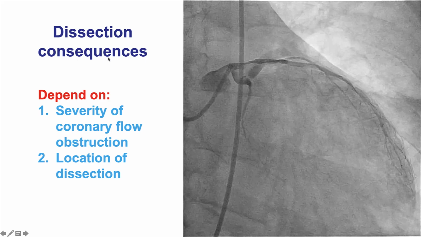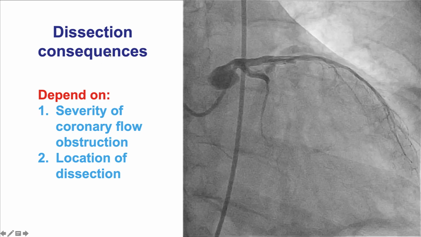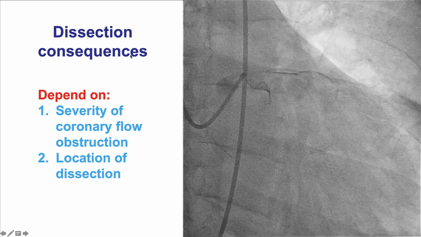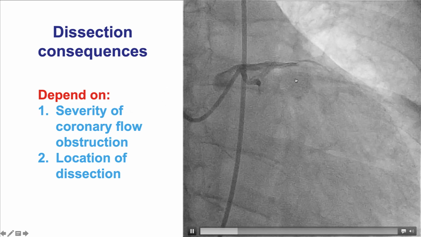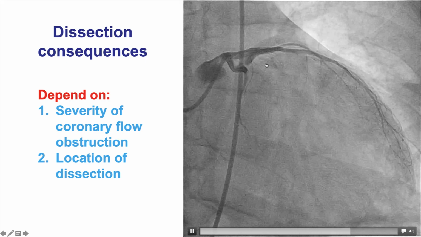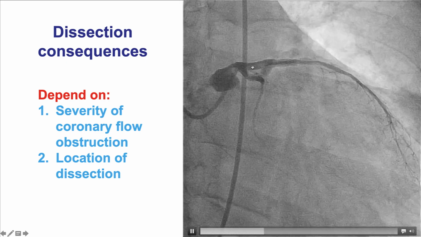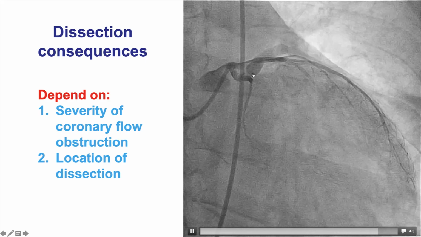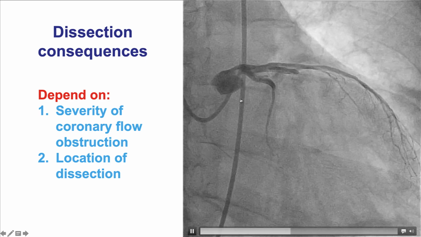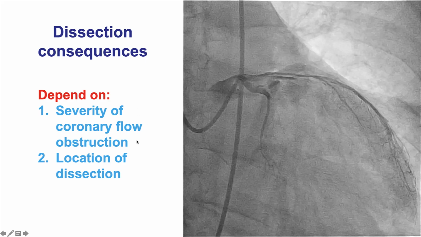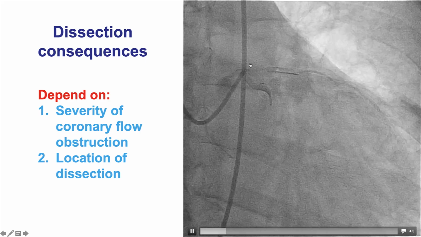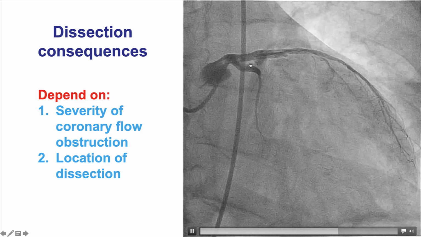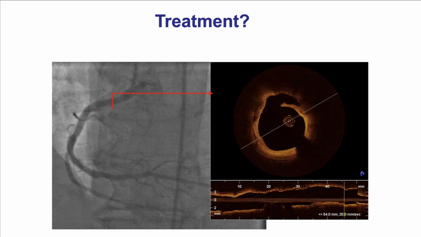The consequences of dissection in terms of impact on hemodynamics, causing myocardial infarction and arrhythmias, depend, number one, on the location of the dissection. So the more proximal, closer to the ostium of the vessel, especially the left main, the more likely to have significant hemodynamic consequences, and also the severity of coronary flow obstruction. If it's a complete cessation of flow, there will be more rapid and more pronounced hemodynamic consequences.